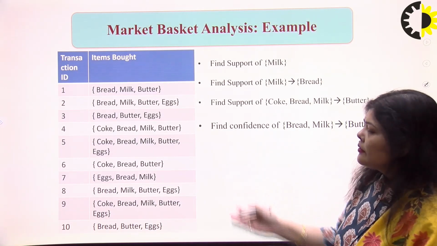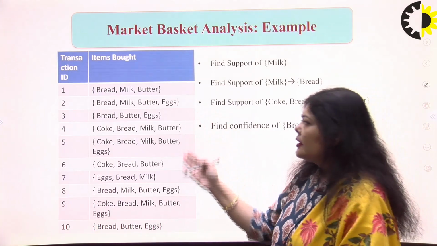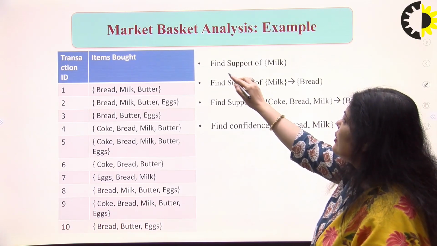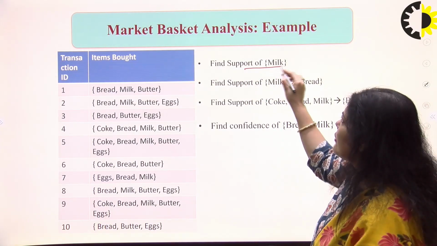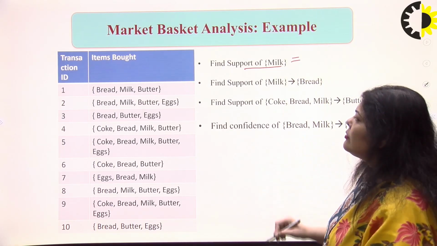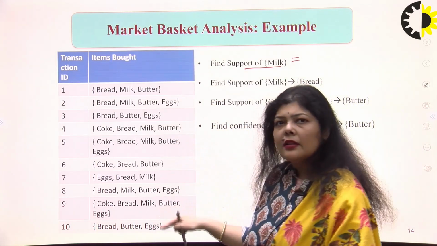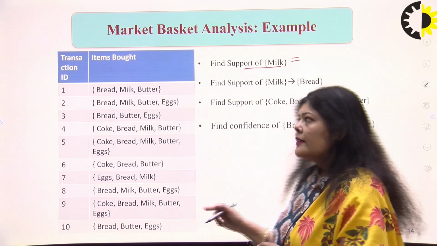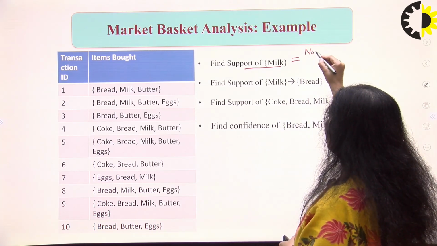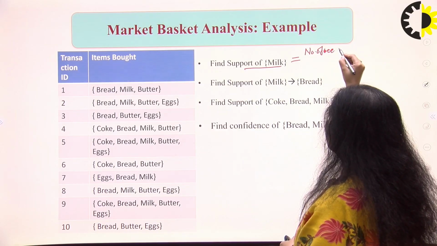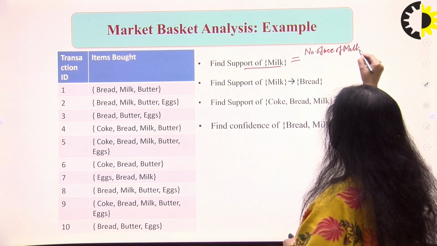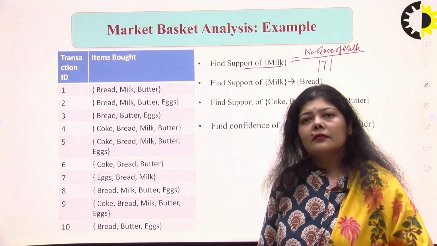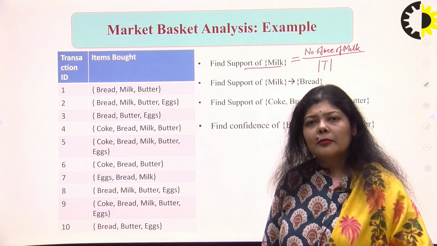So now let's try whatever we have learned here. Again, the same data set I have taken up for 10 transactions, and first we need to find the support of milk. How can we find the support of milk? We find it by counting the number of occurrences of milk in this set of transactions and then dividing it by the total number of transactions, or the size of the transaction data.